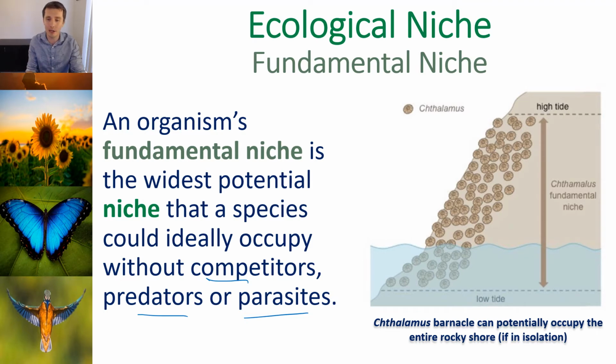So here, if we look at the Thamylus barnacle, which is in this low tide zone into the high tide zone, we can see that it can actually occupy all of that. It's able to survive the abiotic factors all the way down from the low tide zone all the way up to the high tide zone. So the Thamylus barnacle can potentially occupy the entire rocky shore if it's in isolation. That's its fundamental niche, its widest possible area that it could actually live.